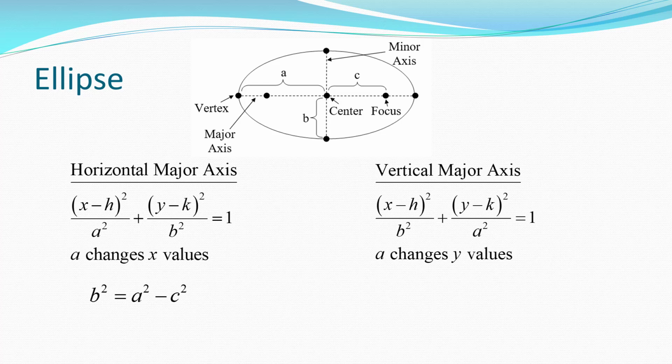Also, I shifted the whole graph so the center is now at h comma k instead of the origin. In all cases though, don't forget b squared is equal to a squared minus c squared because a is more than c. So a squared minus c squared is positive, it is b squared.